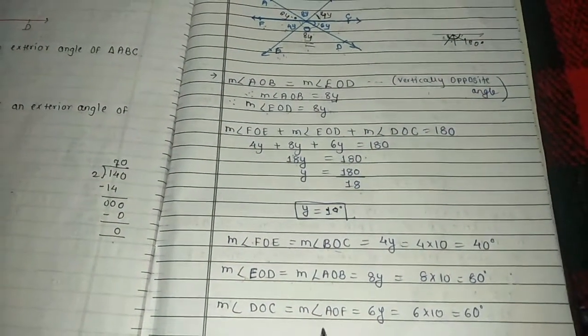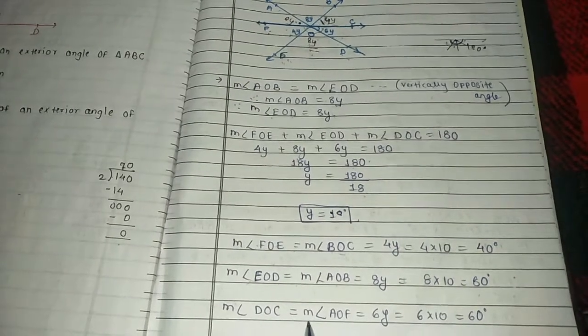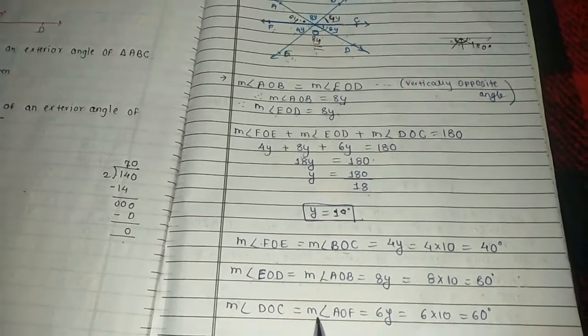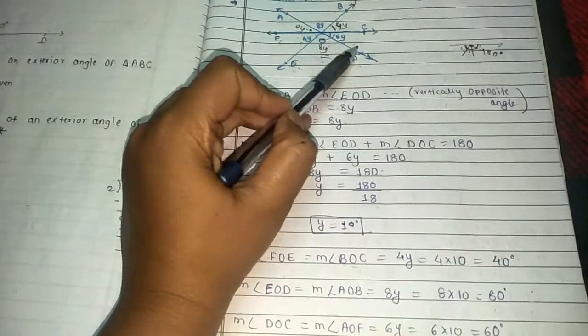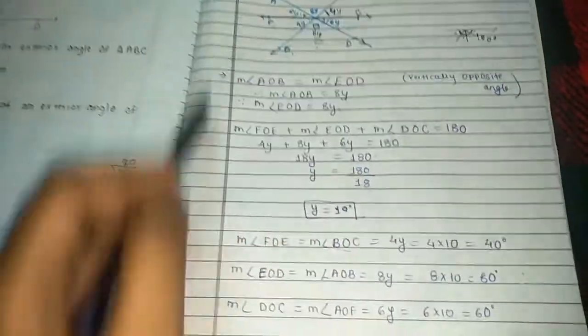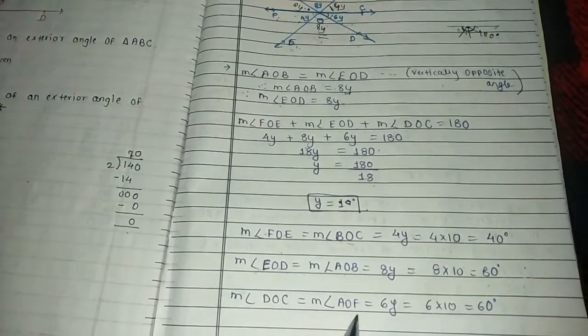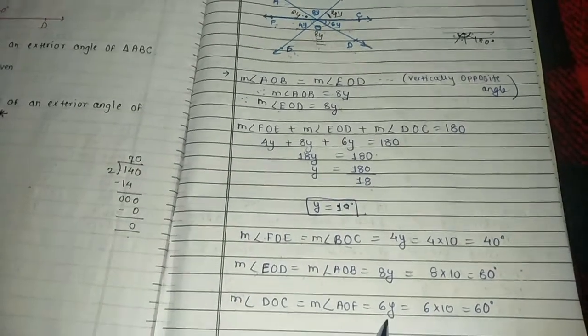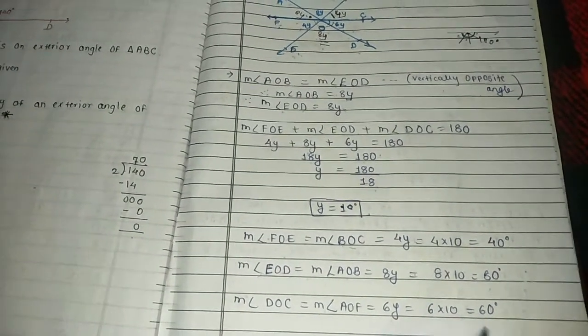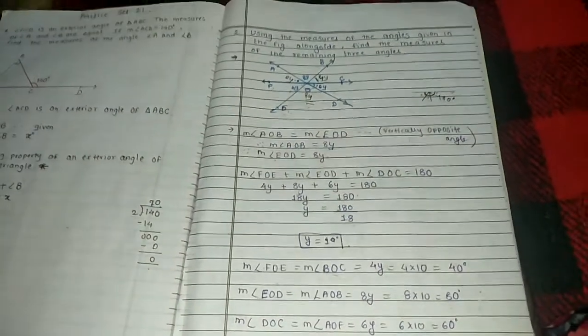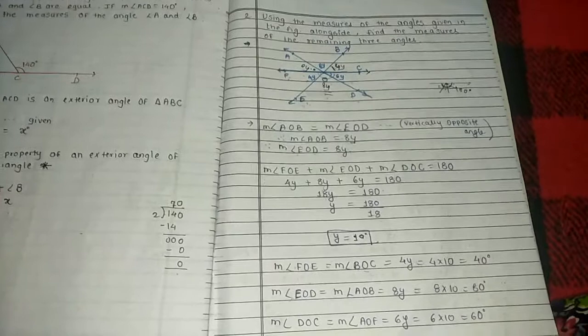And similarly, in that way we find the measure of angle DOC. The measure of angle DOC means this angle is equal to this angle. So these two are equal. Therefore DOC is equal to the measure of angle AOF, which is 6y. So 6 into 10 is equal to 60 degree. Clear everyone? So like this we have to solve the second example.